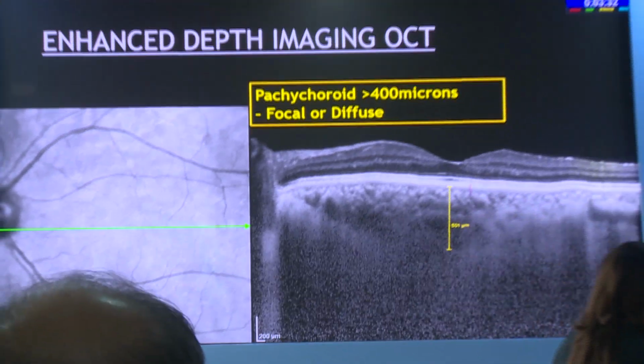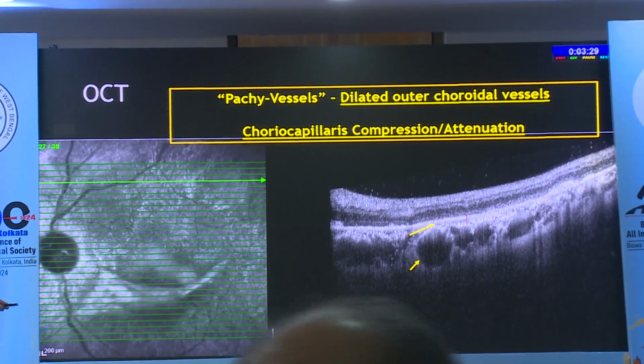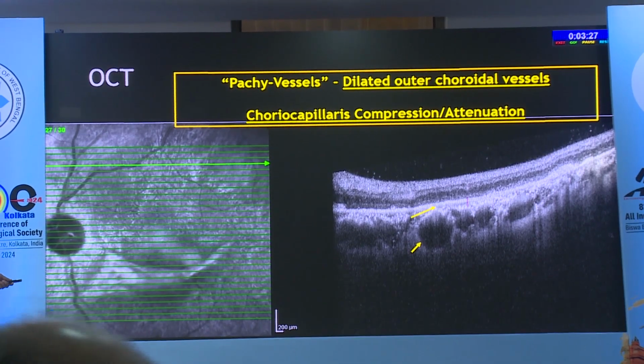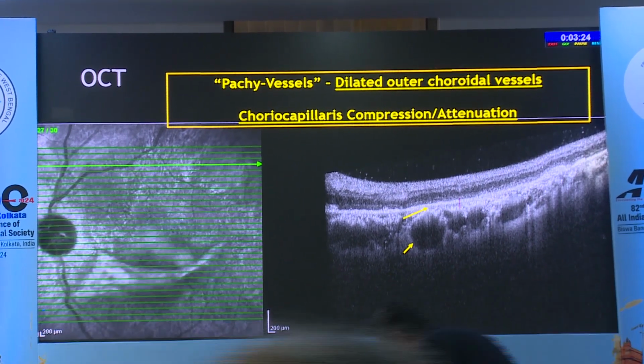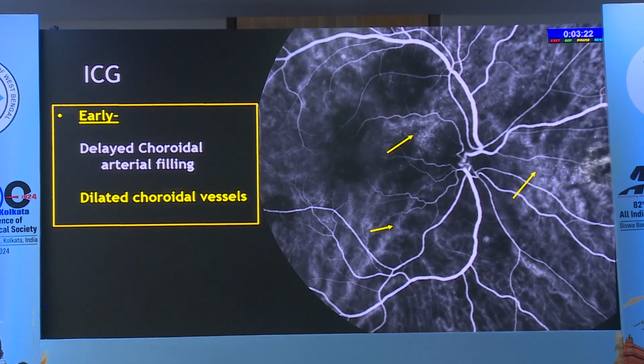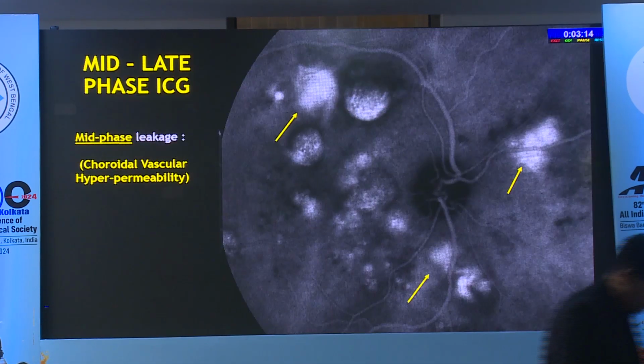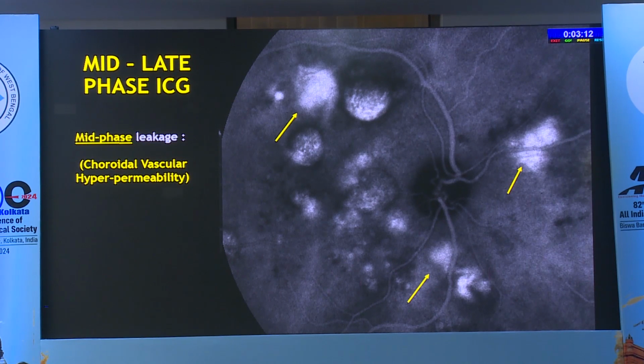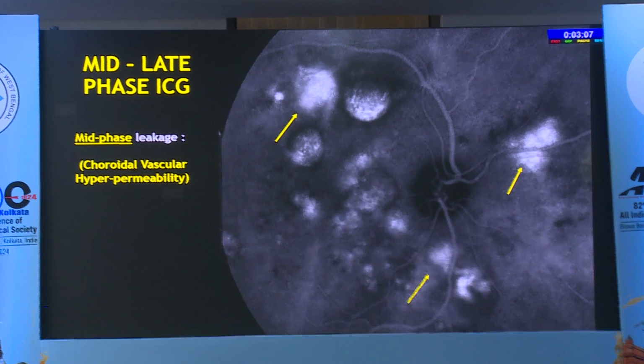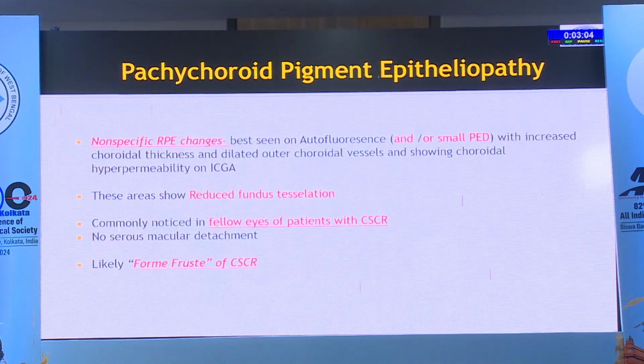So common to all these, the imaging features are reduced fundus tessellation and a thick choroid, usually more than 400 microns in thickness, and you have these dilated outer choroidal veins or pachy vessels with compression of the overlying choriocapillaris. And on ICG early phase, you see this early delayed filling of the choroid and the dilated outer choroidal veins or pachy vessels. And in the mid phase of ICG angiography, these areas of choroidal vascular hyperpermeability are seen. So these are the imaging features that are common to all these diseases.